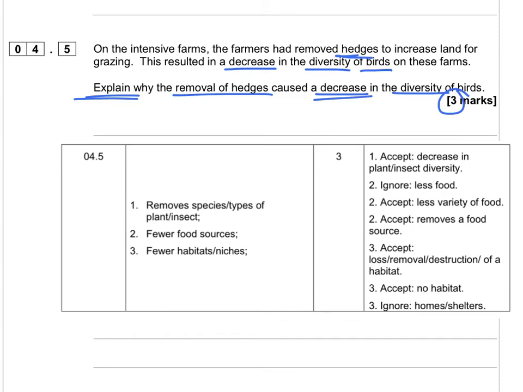This answer is a pretty good one in terms of anything related to biodiversity. I know they're talking about farmland and hedges, but you could be talking about much larger ecosystems, such as the removal of tropical rainforests, for example. It's always the removal of species due to fewer food sources and fewer habitats or niches. That will come up as well in your Year 13 work when you do a large section on ecology.